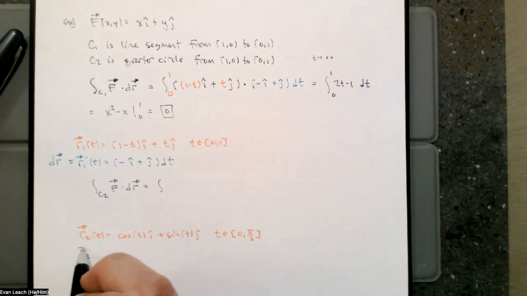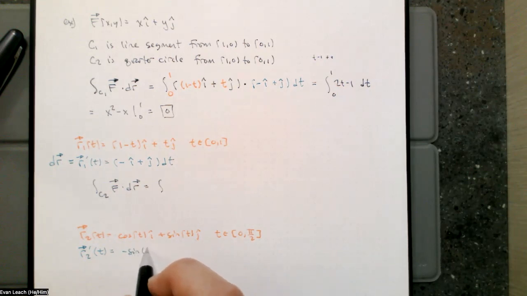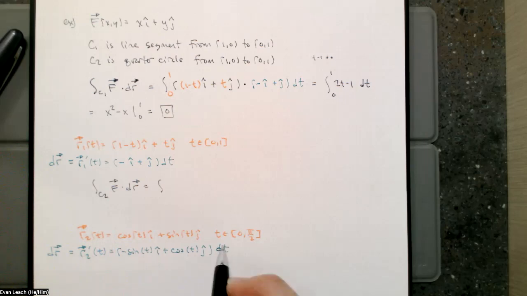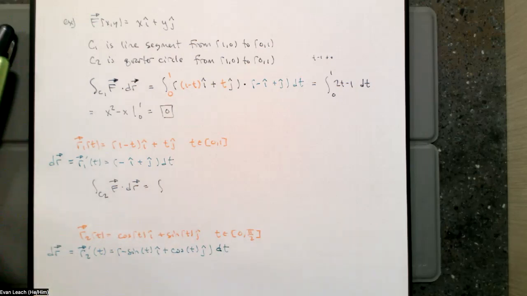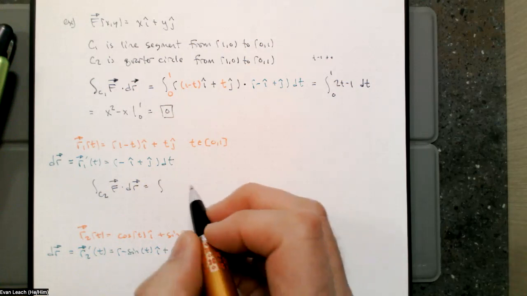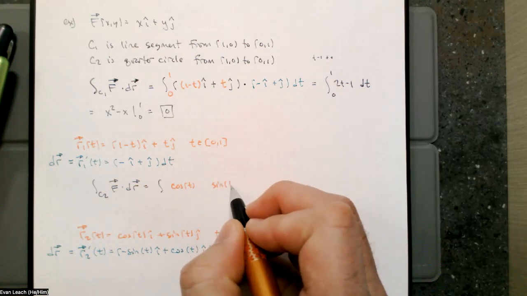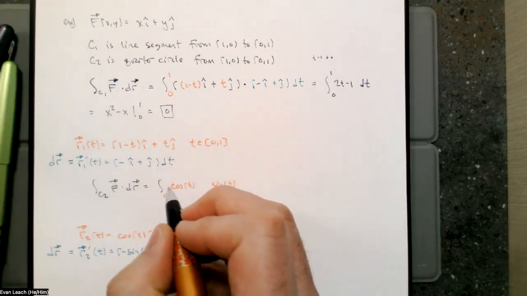R2 prime of t is going to be derivative of cosine is negative sine, and derivative sine is cosine, just like it was yesterday. And if I want dr, I multiply all this by dt. So that's where the dt is going to show up and turn this into a simple integral. So my vector field is still just going to be R2, which is with x and y. And we'll integrate from 0 to pi over 2.